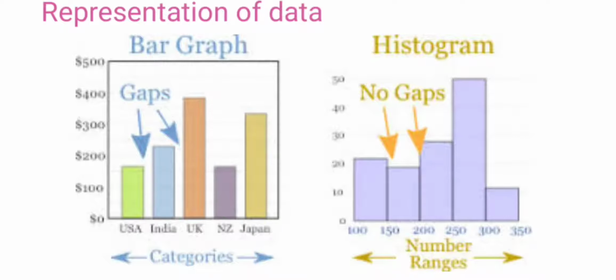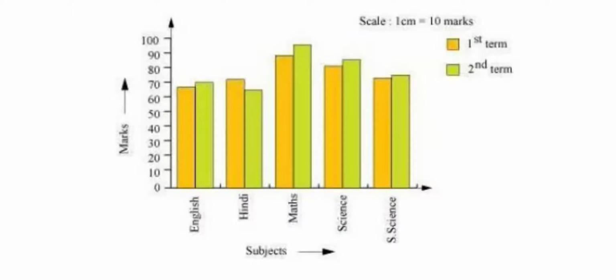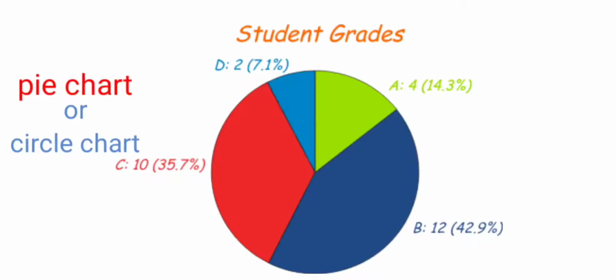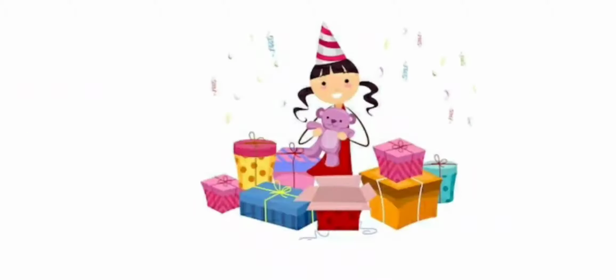And data is represented in a graph. Two sets of data, a pair of data, represented in a graph is called a double bar graph. If one set of data is represented in a graph, then a pie chart, where data is represented in a circle, is called a pie chart. So there are several types of data representation.